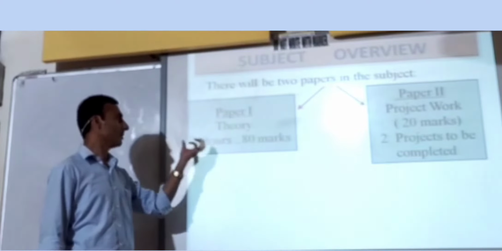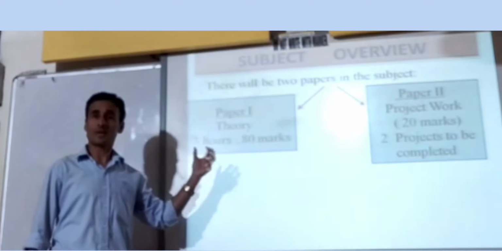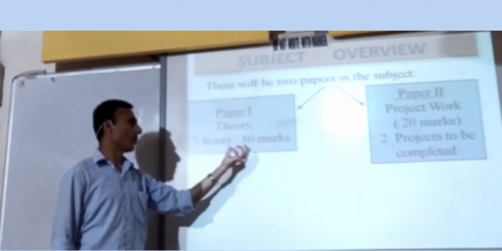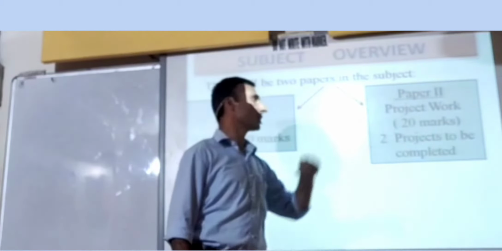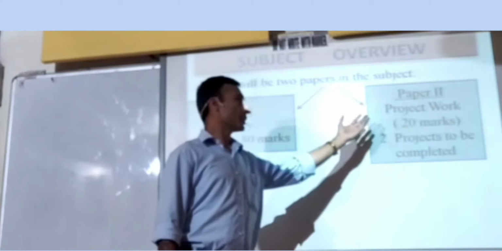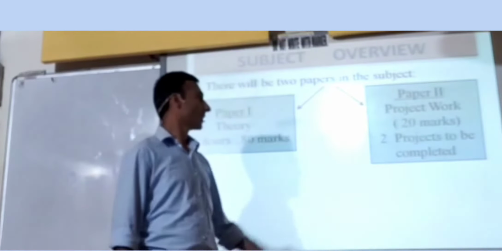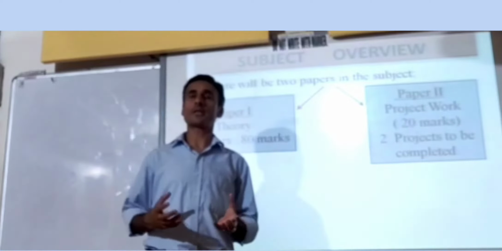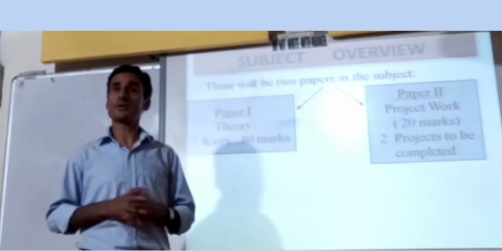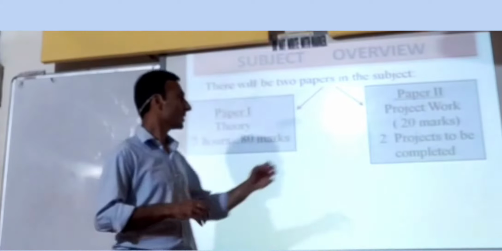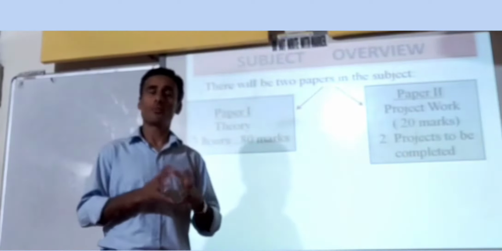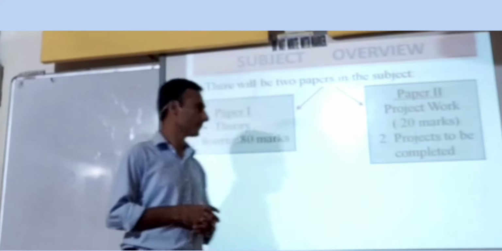You have a paper of 3 hours, writing time 3 hours, and the marks allotted for paper 1 is 80 marks. Paper 2 is a project work. You have 20 marks allotted for the project. Here you have to complete 2 projects. Your teachers will give you the project and you have to do at least 2 projects, right? This project will be internally assessed and the marks will be sent to the council.